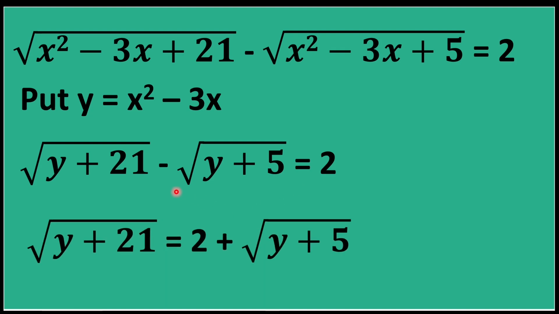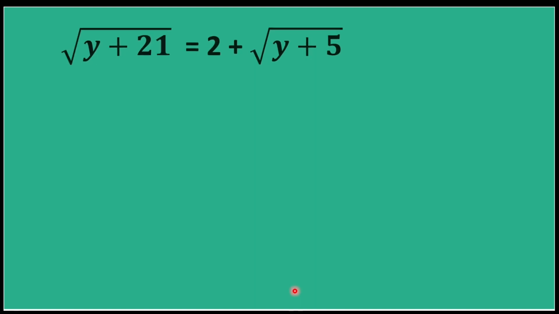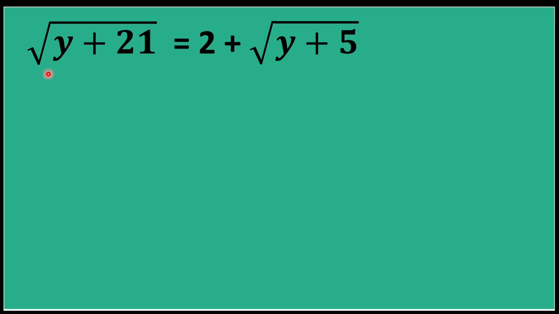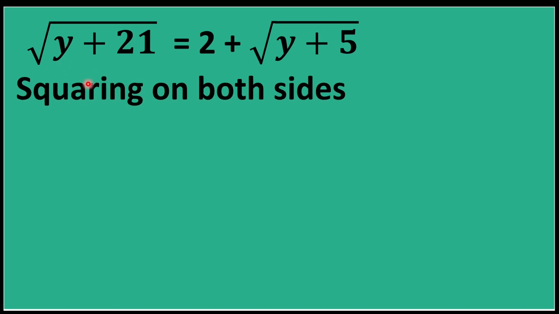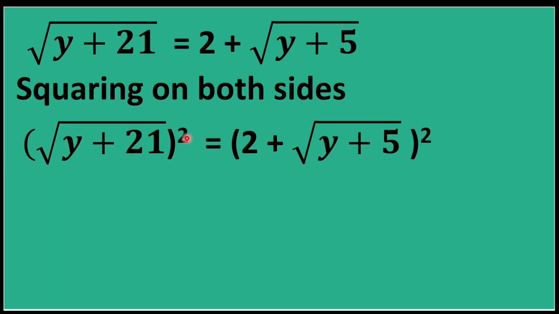Now we will send this minus square root of y plus 5 to the other side of the equation. So this will become 2 plus square root of y plus 5. And now we will take square on both sides of the equation. After taking square on both sides, this square will cancel this square root, so this will become y plus 21.